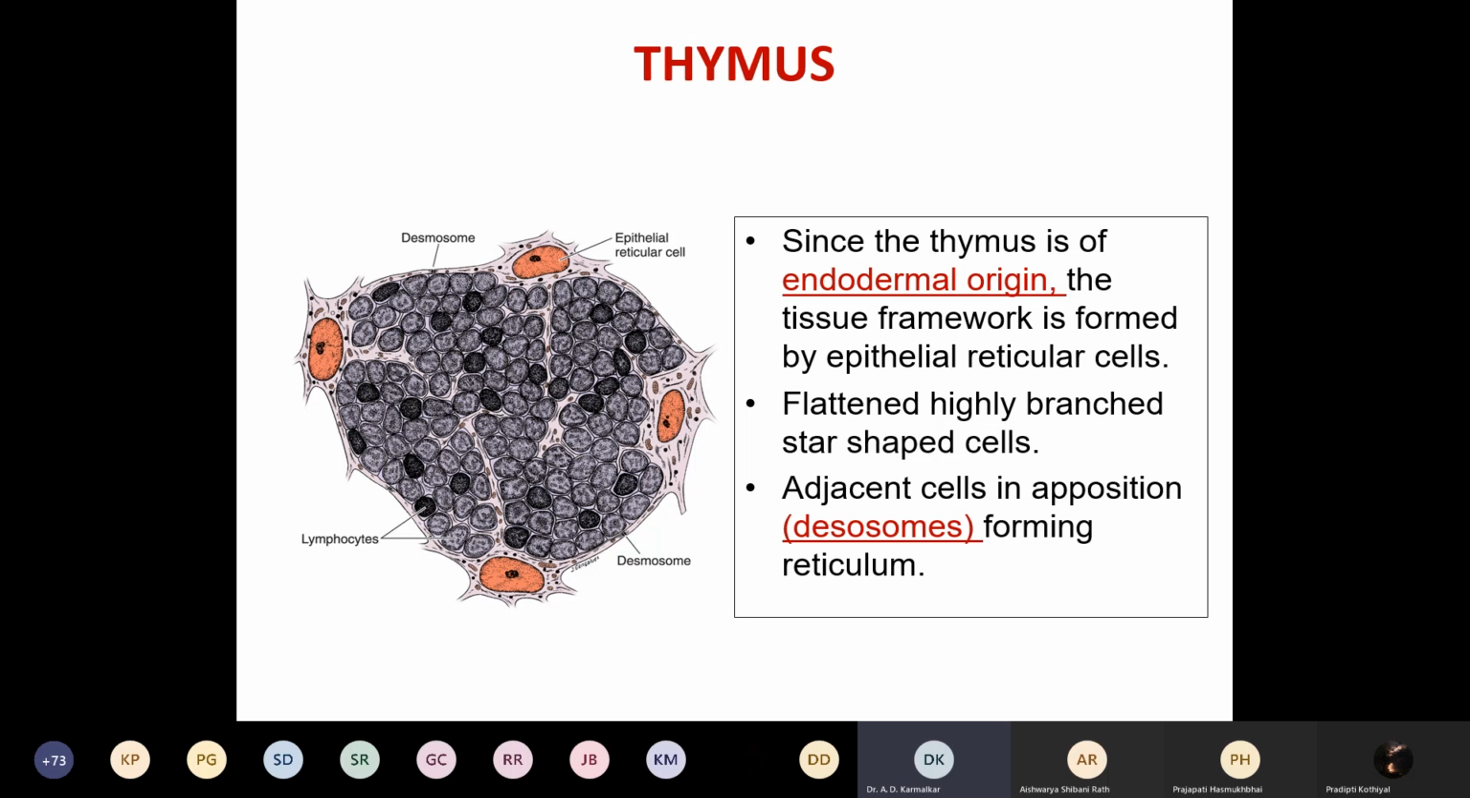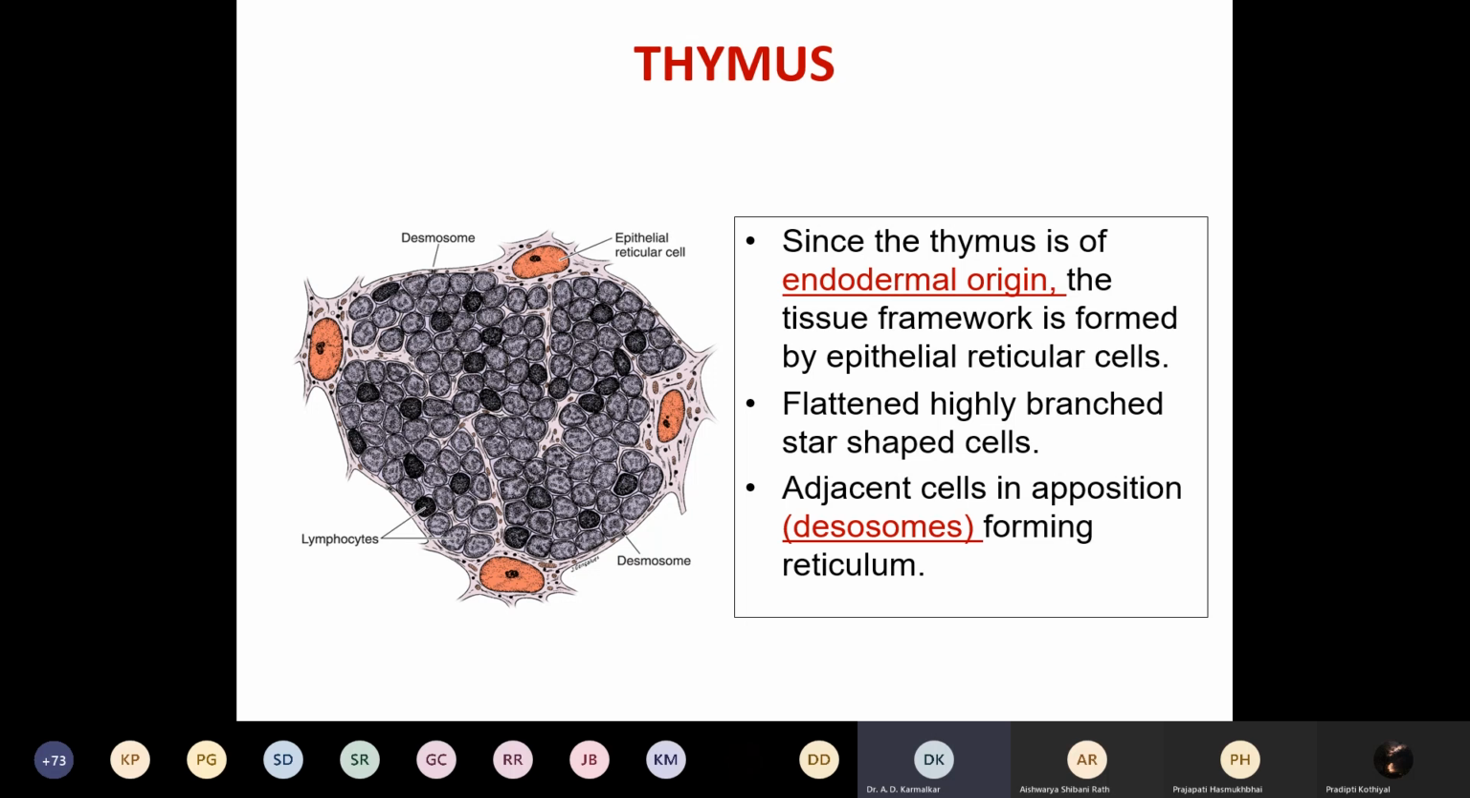Since the thymus is endodermal in origin, as I said, these epithelial reticular cells are endodermal in origin. While if you see the other lymphoid organs like the spleen and lymph node, in which there is a meshwork of reticular cells or reticular fibers, these are mesodermal in origin.